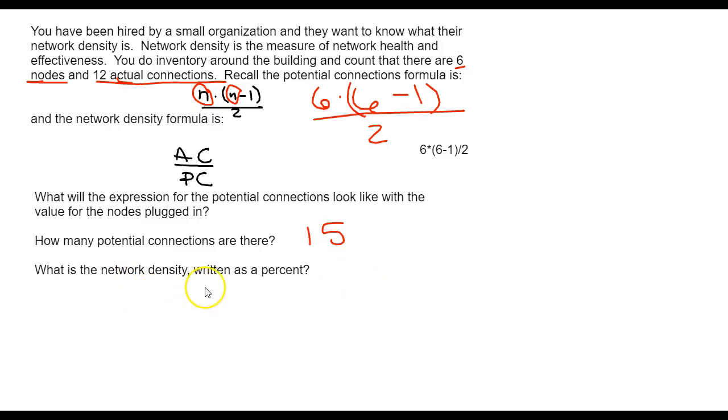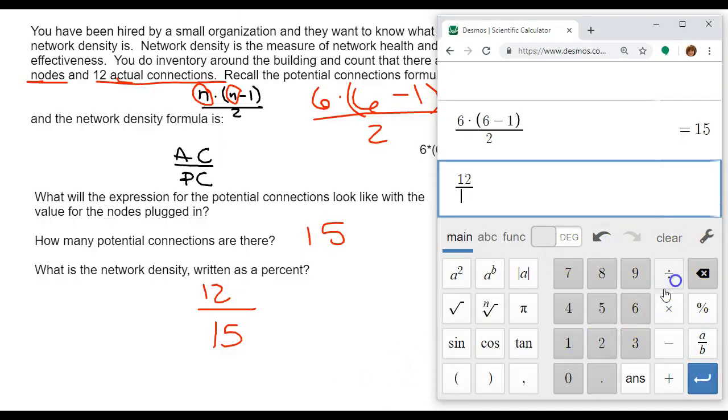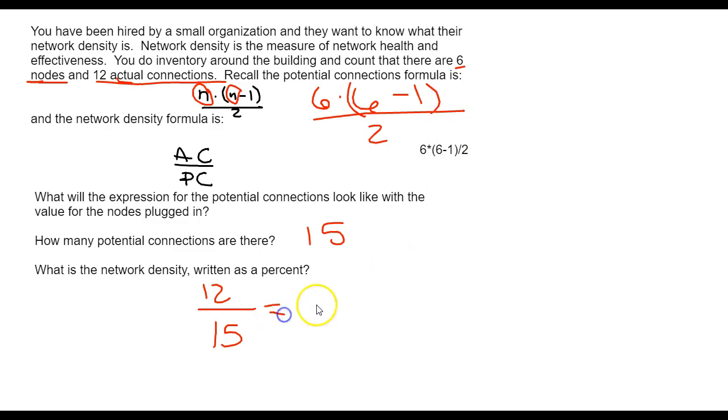Last question, what is network density written as a percent? Network density formula is actual connections over potential. Actual connections we have are 12, divided by potential is 15. We will need our calculator once again, and we do 12 divided by 15. Since it does want this as a percentage and not a decimal, if we times by 100, that tells us the percent. This is 80%.